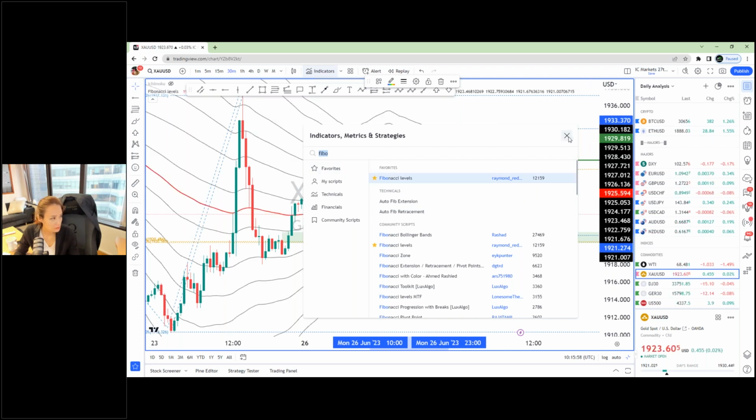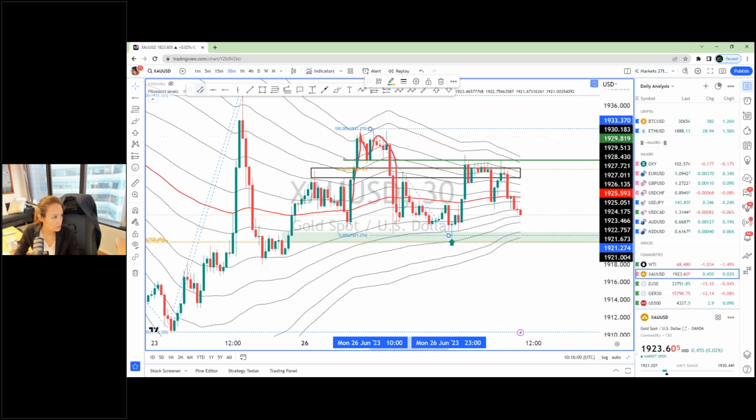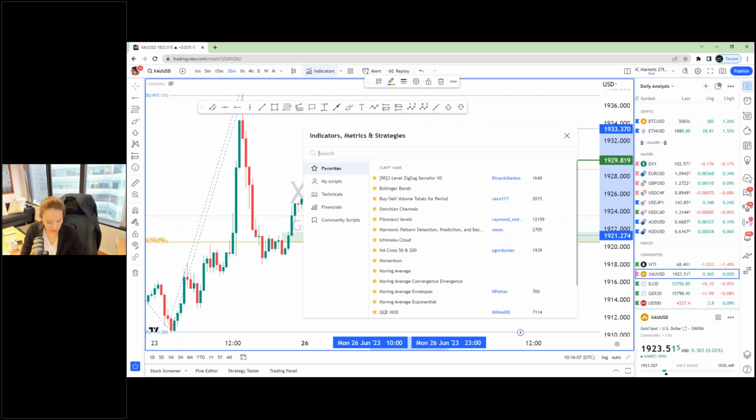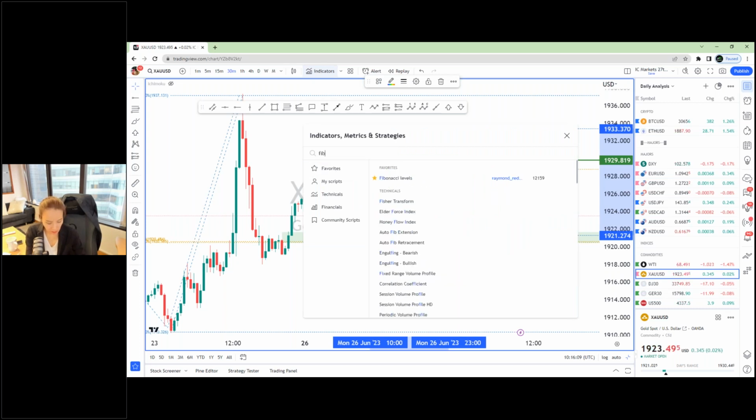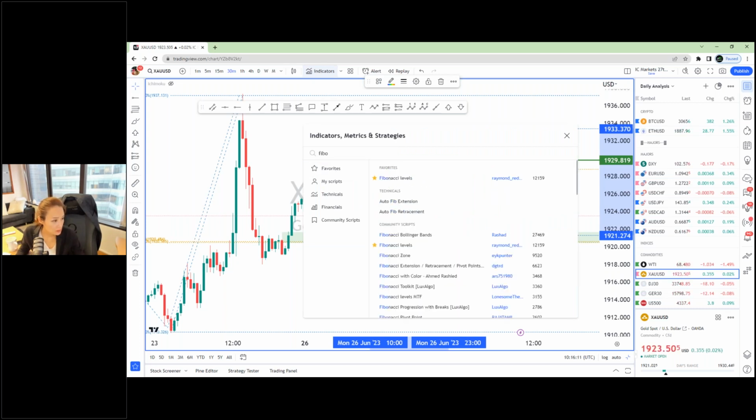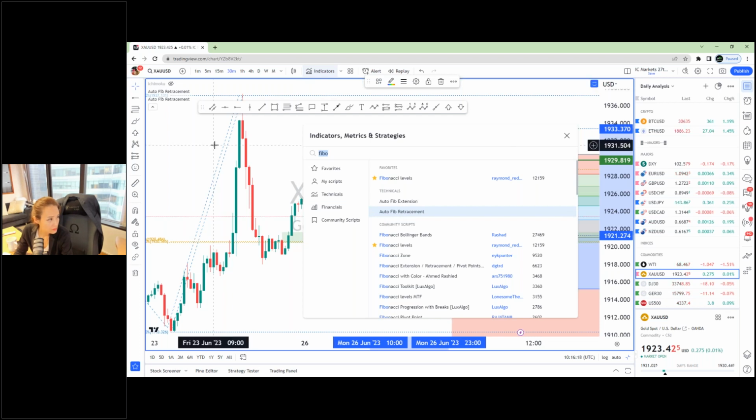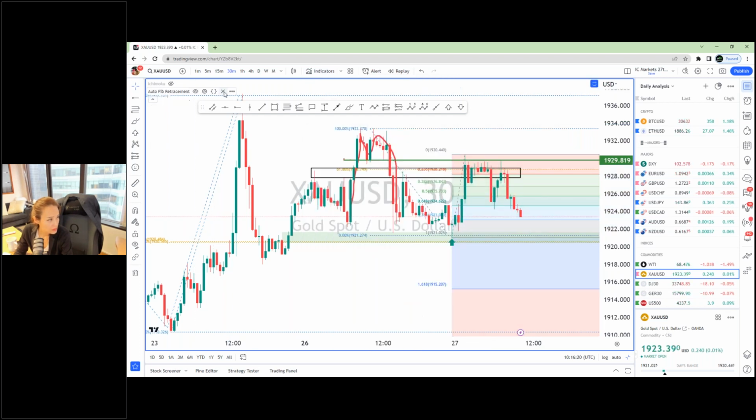Oh, so weird. Let me see. What's this? I think there is a Fibonacci indicator. I think it's auto fib, but I will tell you why I don't use this one, because they don't pick the recent high or recent low.